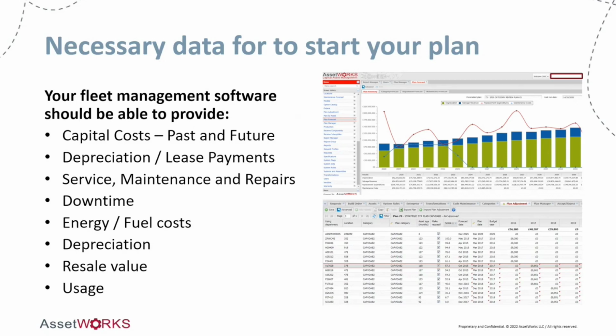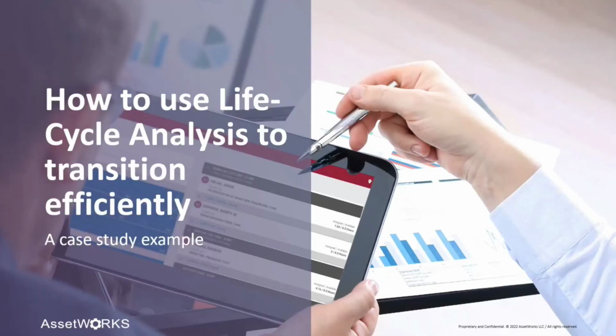We're going to use depreciation and lease payments as a capital cost estimate. We're also going to look at our service, maintenance, and repair costs, as well as downtime and energy costs, as these are part of our cost of operation. Additionally, things like resale value and cost to own the asset over time is going to be important, as well as the usage of individual assets, particularly as we look at range on a daily basis and the ability to support the ongoing operations of assets. Now let's talk how this data can be used to help calculate life cycle costs and to build a very efficient transition to your fleet system.